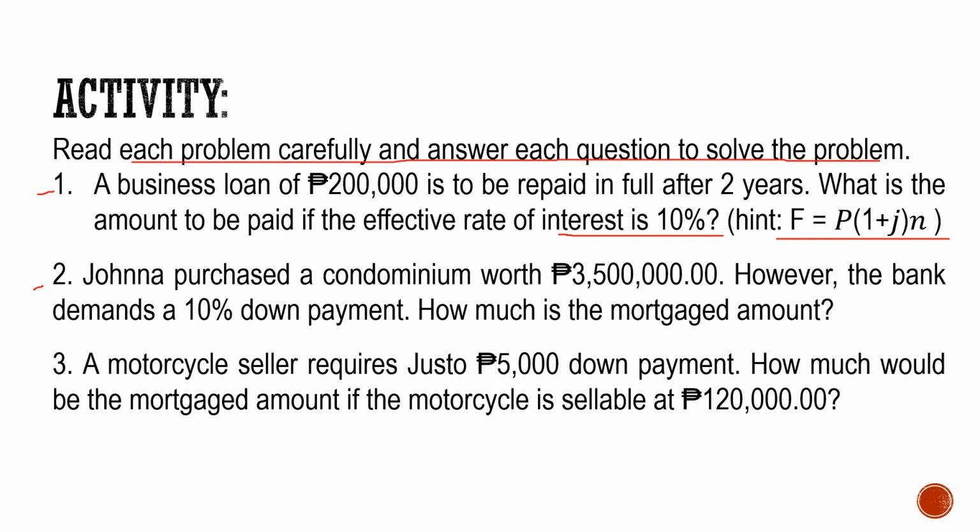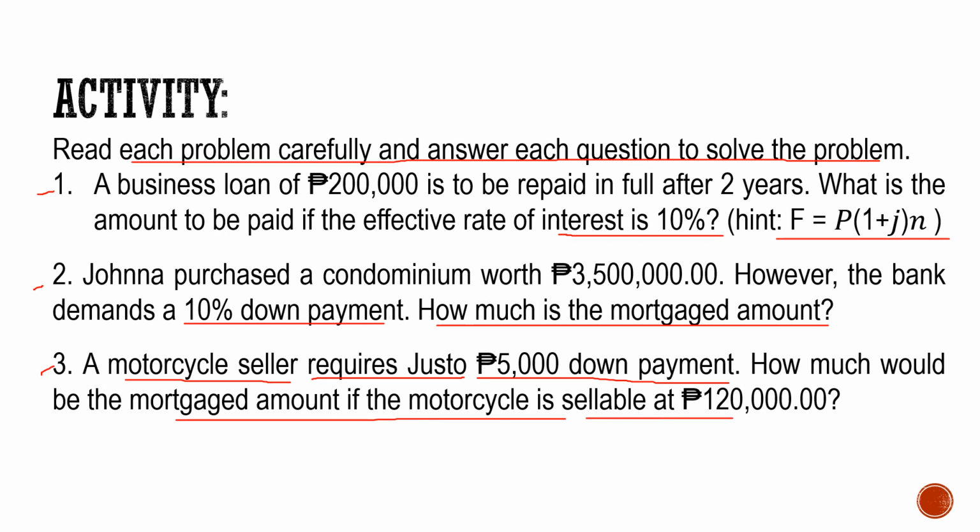So for number two, Jonah purchased a condominium worth 3.5 million pesos. However, the bank demands a 10% down payment. So how much is the mortgage amount? And for number three, a motorcycle seller requires Justo to make a 5,000 pesos down payment. How much would be the mortgage amount if the motorcycle is sellable at 120,000 pesos?